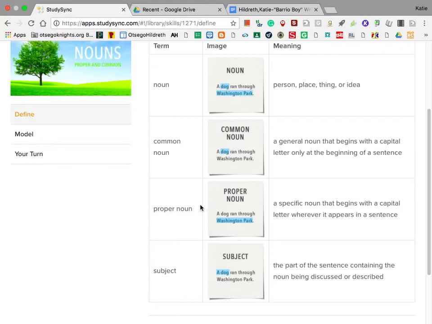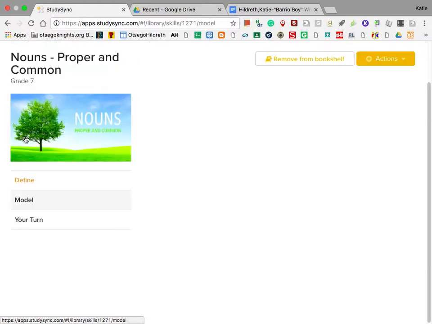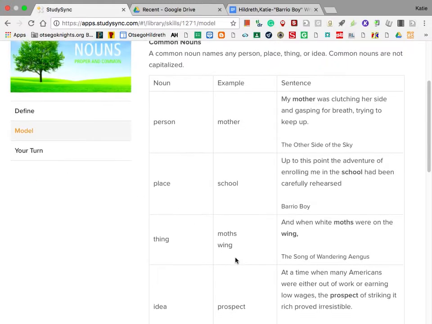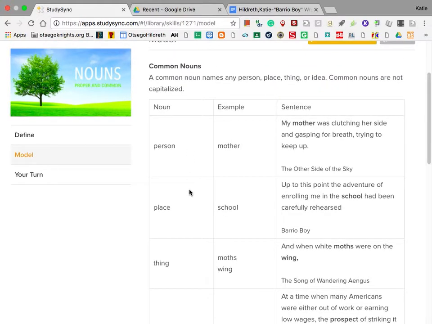Now, if you don't have any questions or you're ready to go, go on to model. Okay, now, in the model, what it's doing is it's showing you how these words are used and giving you examples. So, under model, you want to put common noun. And a common noun means any person, place, thing, or idea. Common nouns are not capitalized, okay? I would put in your notes under model, common nouns are not capitalized.